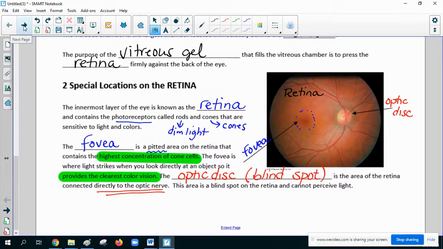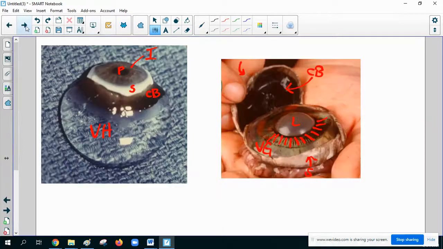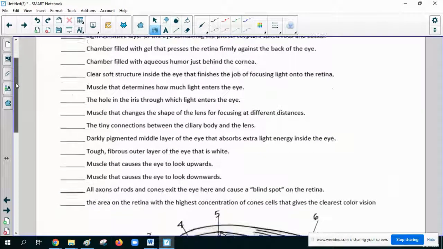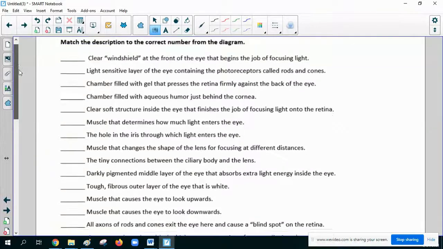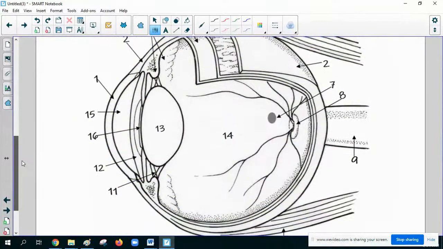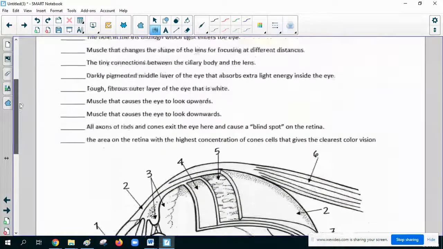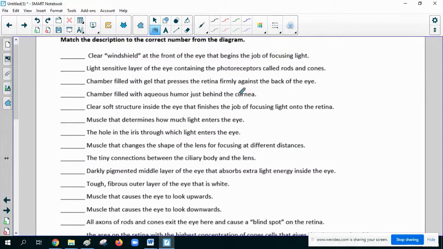Okay, your task for the remainder or review of this lesson is to complete the other page of notes where you are matching the structure from the diagram to its description. So you're going to need both part 1 and part 2 notes to complete this.